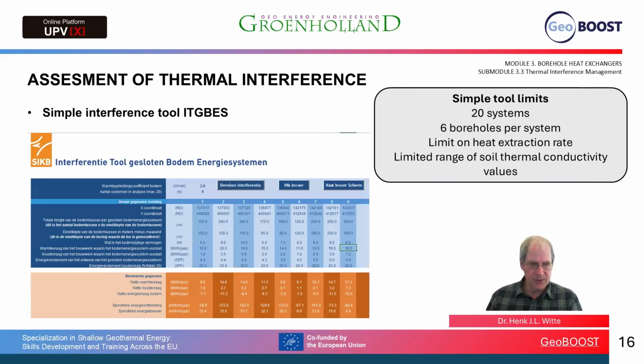At the end, if we can use the simple tool, we enter all the data that we have in the blue part of the Excel spreadsheet. So the coordinates of the system, the central coordinate, the length of the borehole, the total length of the boreholes, and information about the energy extracted, energy injected, and overall performance factors. We can do a maximum of 20 systems and a maximum of 6 boreholes per system. There's also a limit on the heat extraction rate and a limited range of soil thermal conductivity values, all related to the parametric sensitivity analysis that we did and the error analysis of the correlations that we use compared to the actual solution of the finite line source.